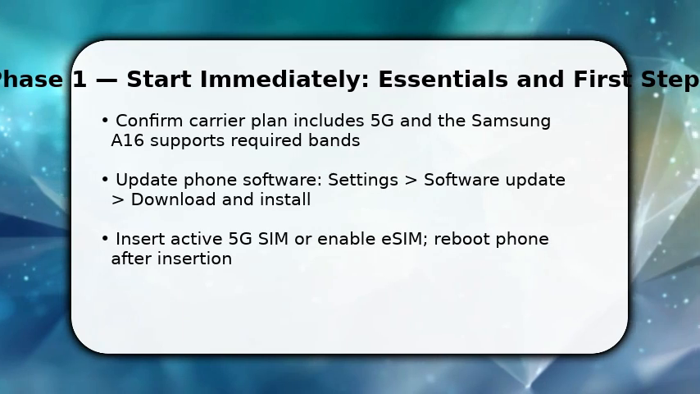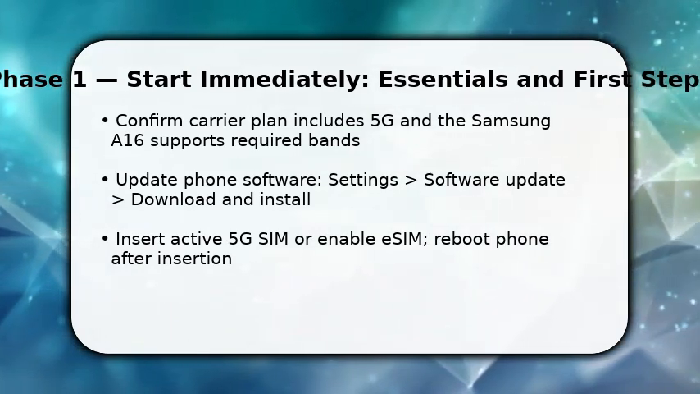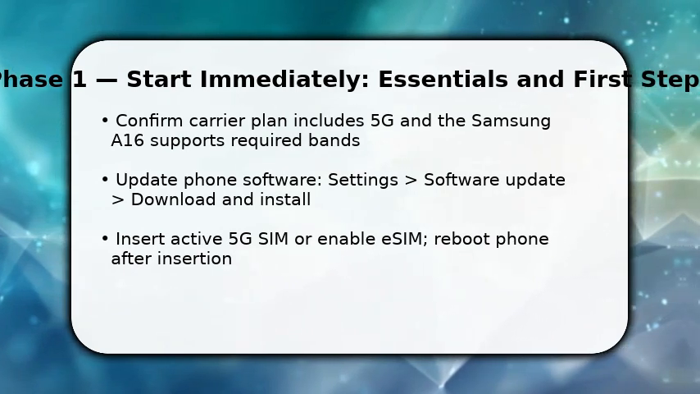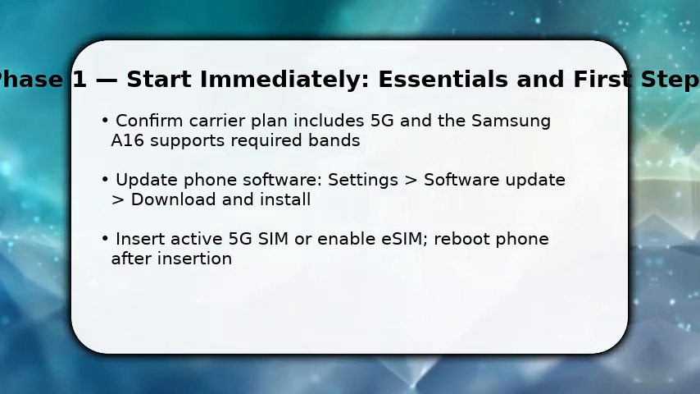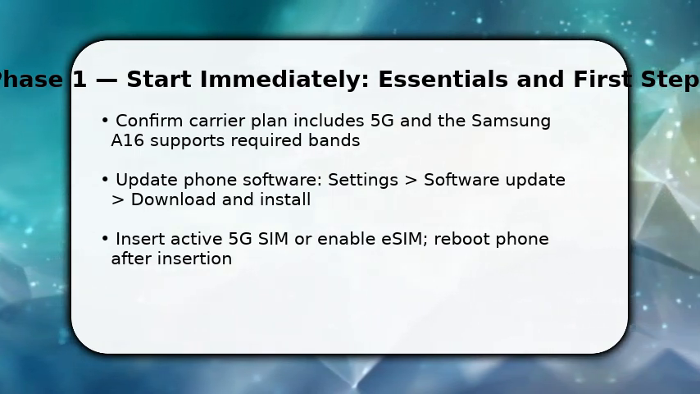You start by confirming your carrier plan actually includes 5G, because without it, nothing else will matter. Once done, make sure your Samsung A16 is on the latest firmware. Go to Settings, Software Update, then download and install.